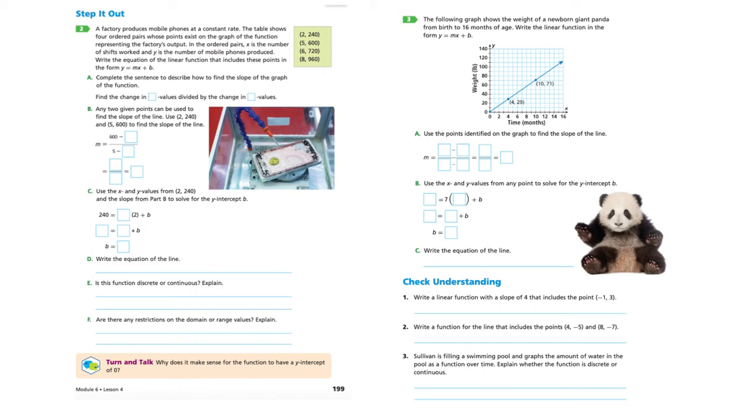Write the equation of the linear function that includes these points in the form y equals mx plus b. So again, kind of in the build understanding, you don't have to actually write that equation until D. They're going to give you some help along the way.